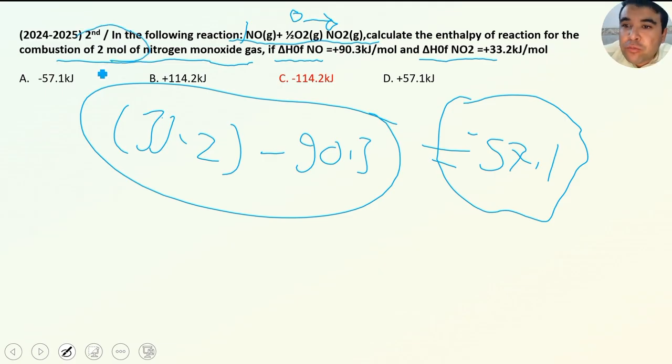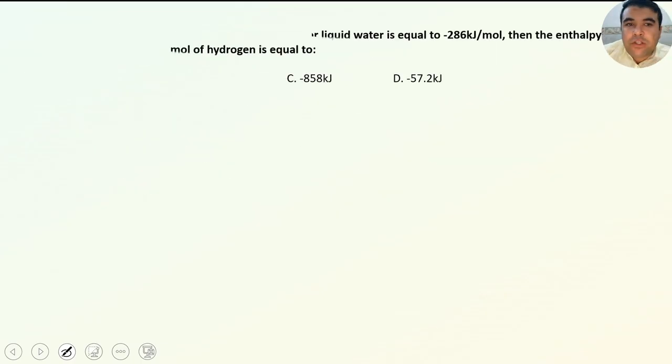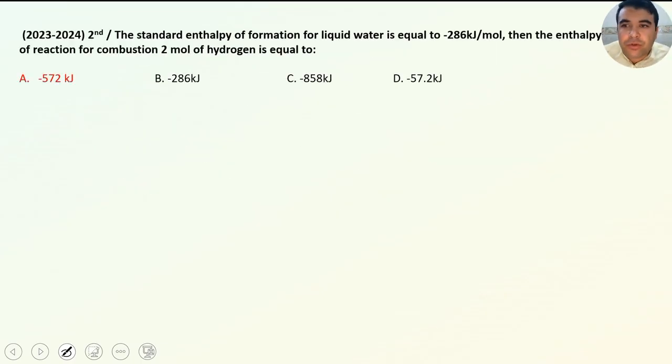But it said 2 moles of nitrogen monoxide. That means multiply the reaction enthalpy by 2. So when you multiply by 2, you'll get minus 114.2. C is the correct answer. Okay, let us solve the next question. Ministry exam question, guys. 23-24.